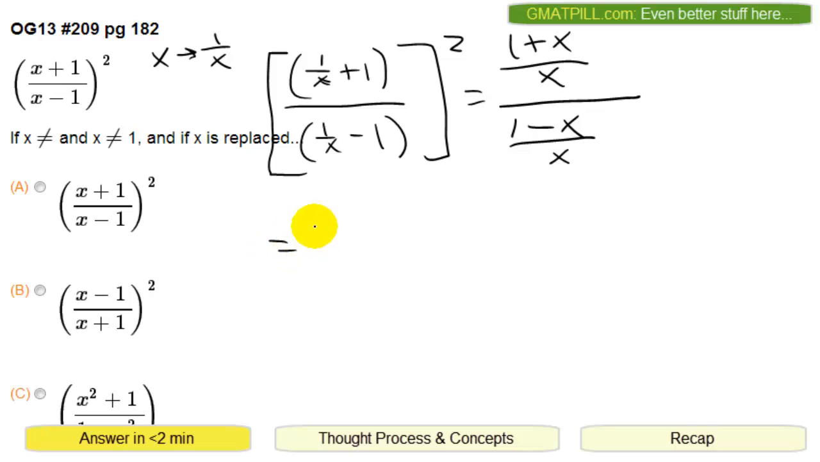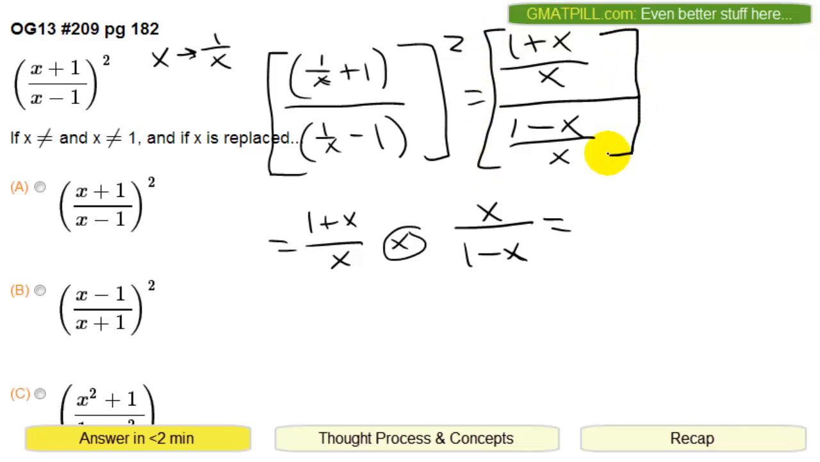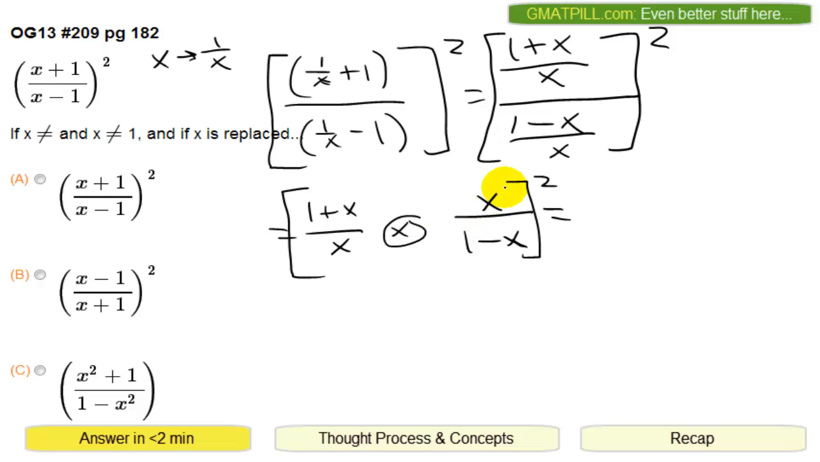So then you want to flip it, so that's the same as 1 plus x over x times x over 1 minus x. You flip this when you multiply it, and I almost forgot, this entire thing needs to be squared. The x's basically cancel out. So this x cancels out with that x, and you're left with 1 plus x over 1 minus x quantity squared.